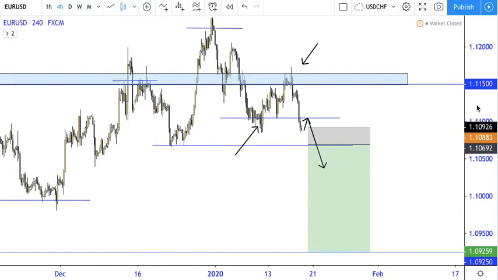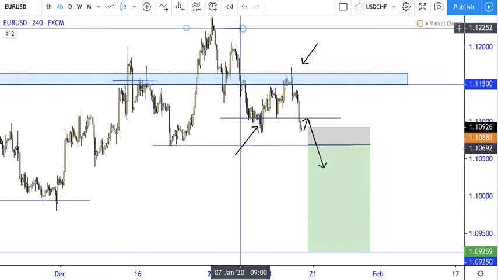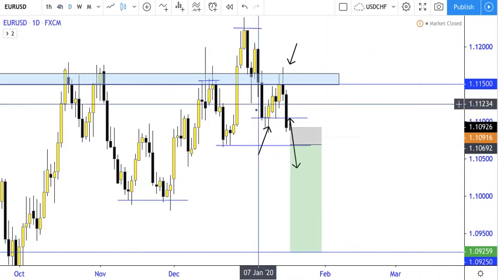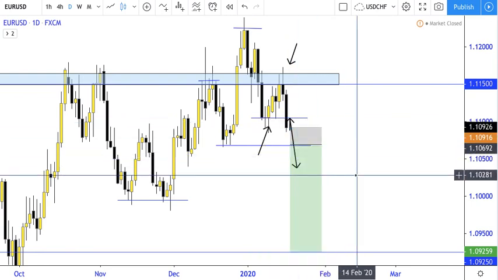But before I send out that signal, I do want to let you guys know I will be waiting for the daily closure just to confirm that this bullish market structure is actually going to break and price will continue to push back towards the downside.